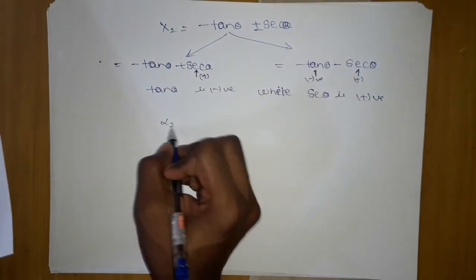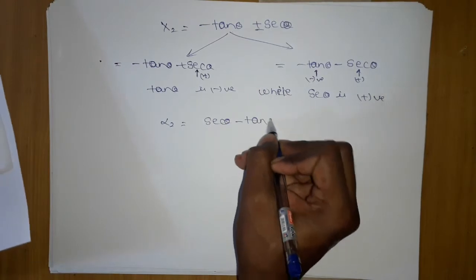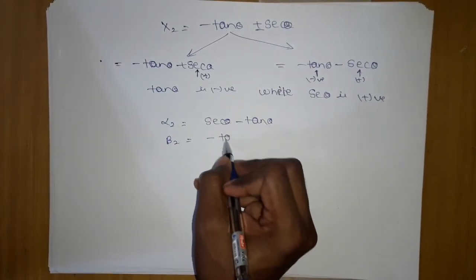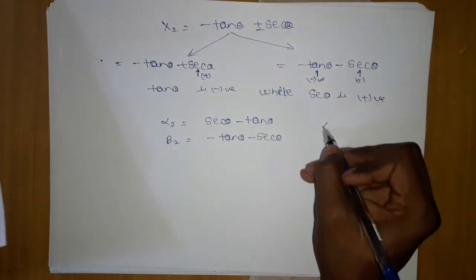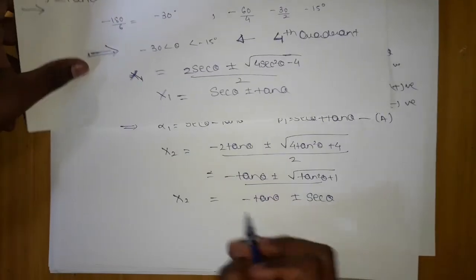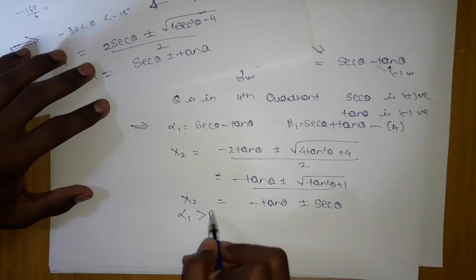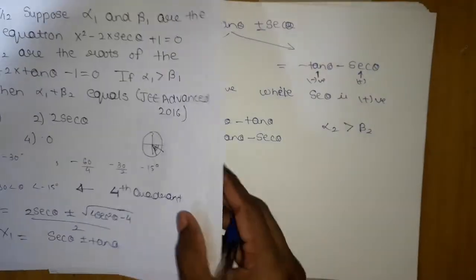So alpha 2 is nothing but minus tan theta plus sec theta, and beta 2 is minus tan theta minus sec theta. So here the condition is satisfied that alpha 2 is greater than beta 2, and here also the condition is satisfied that alpha 1 is greater than beta 1. So all the information is correct, and we are moving in the right direction.